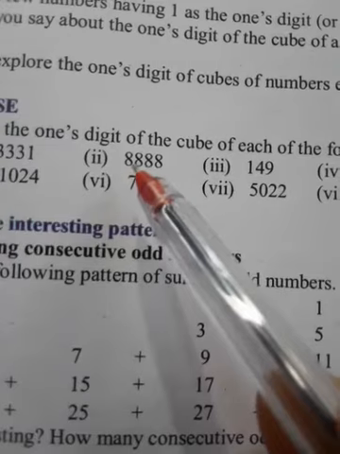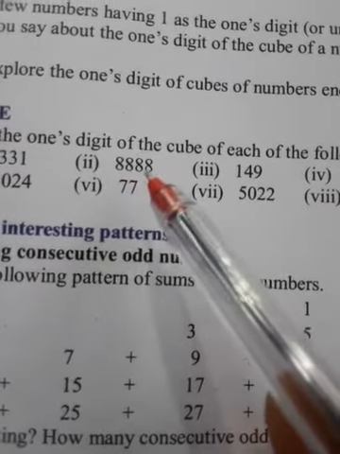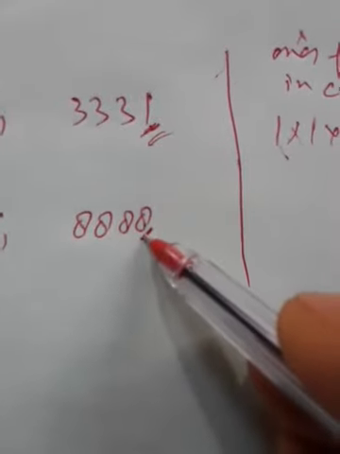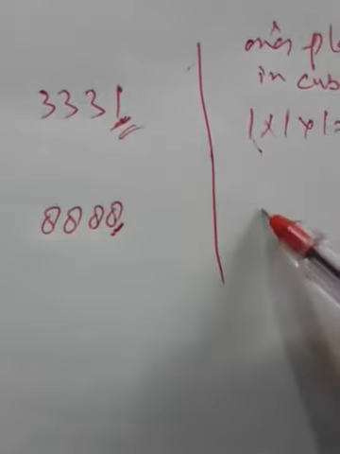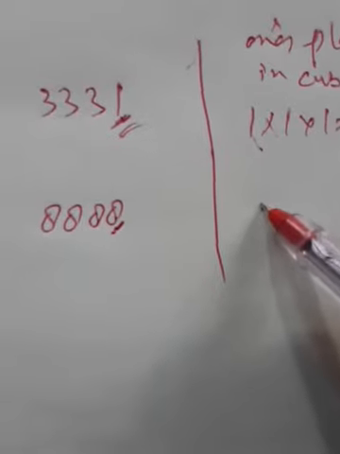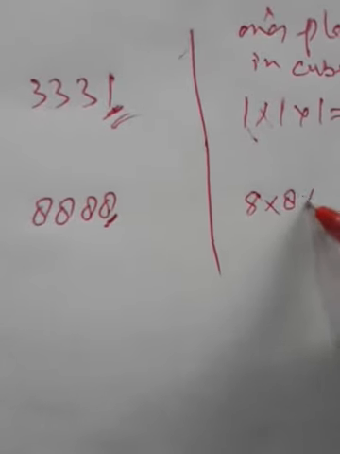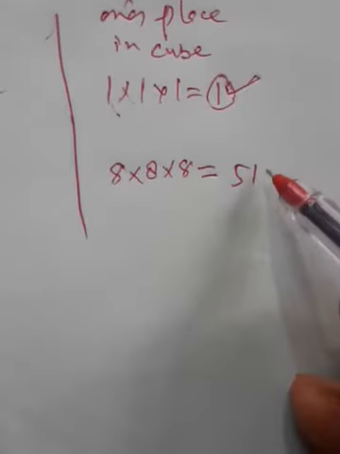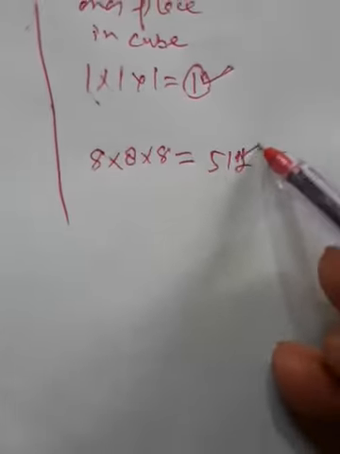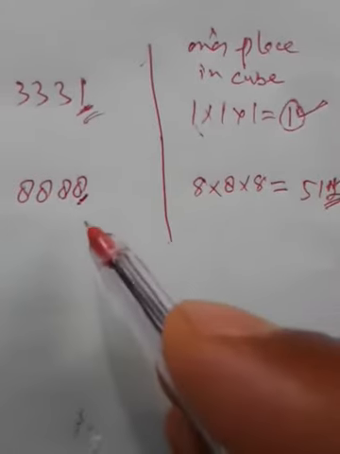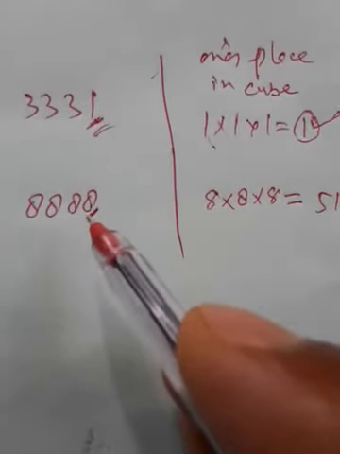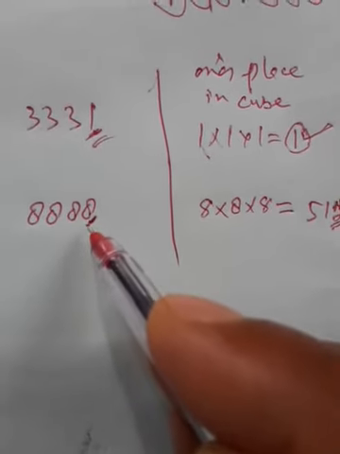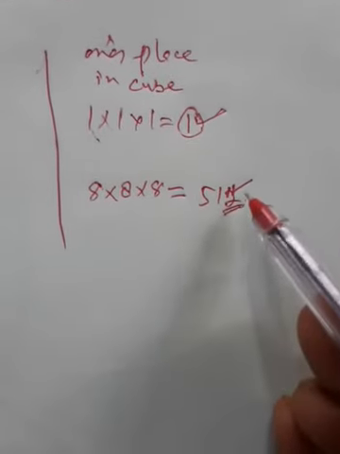Other part is 888. Since one's place in the number is 8, that means the one's place in its cube will be 8 into 8 into 8, that is 512. That will be 2. When a number ends in 8, that means its cube will end in 2.